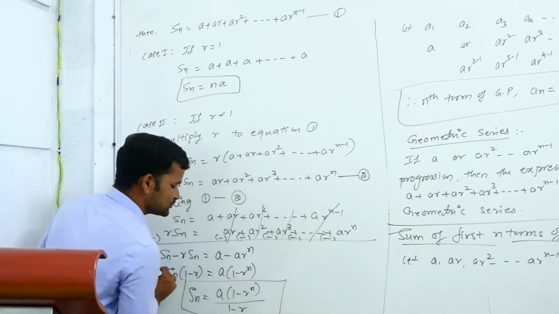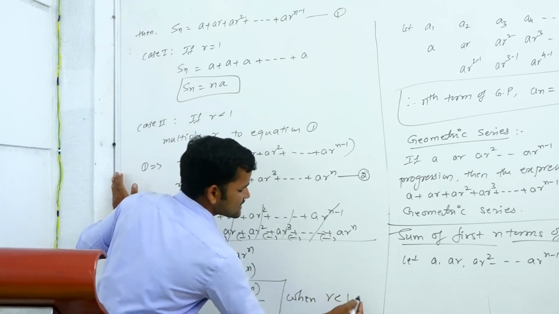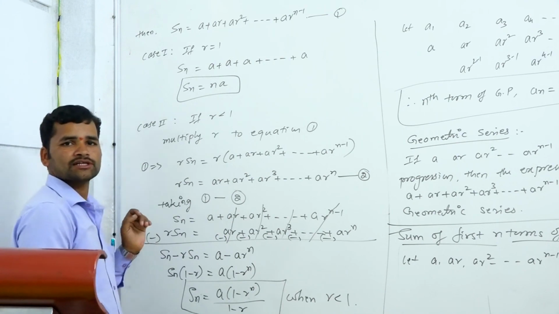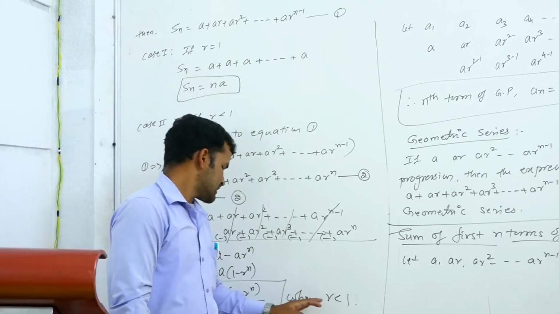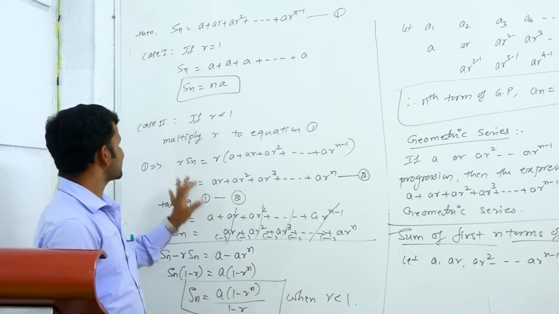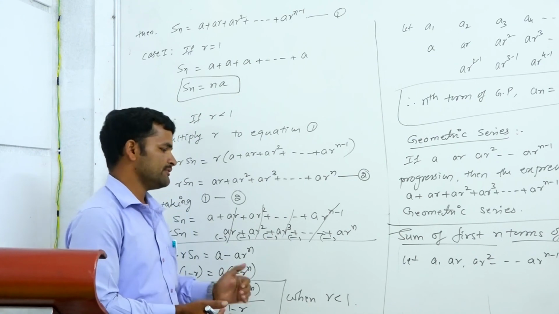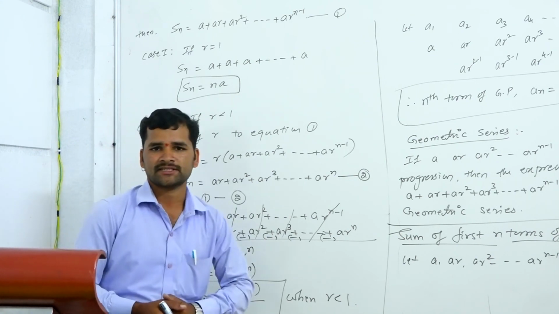This formula we should use only when r value is less than 1. Common ratio value is less than 1. Then we should use this formula. Case number 3, that is when r value is greater than 1, we will consider in the next session. Thank you.